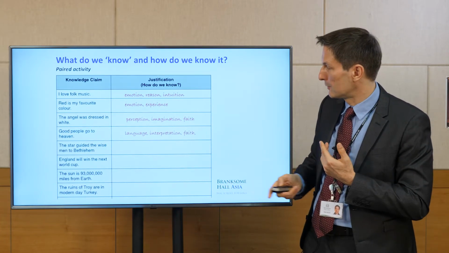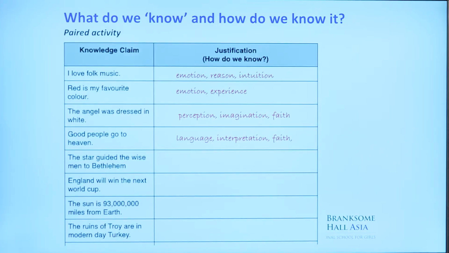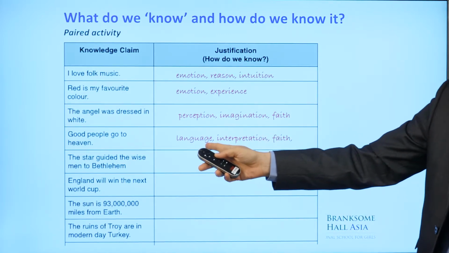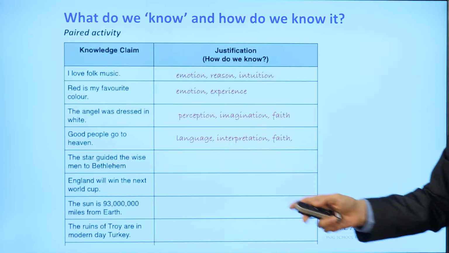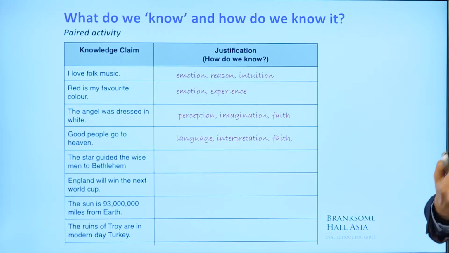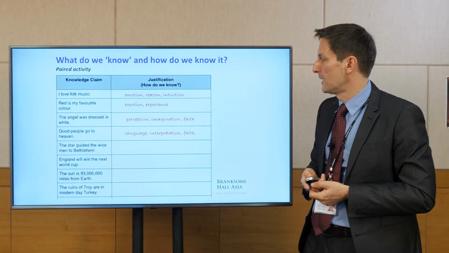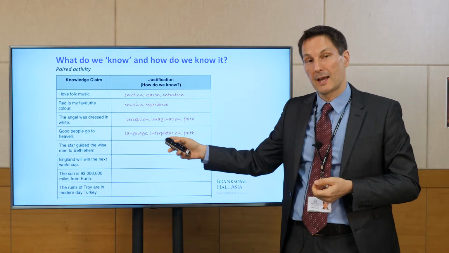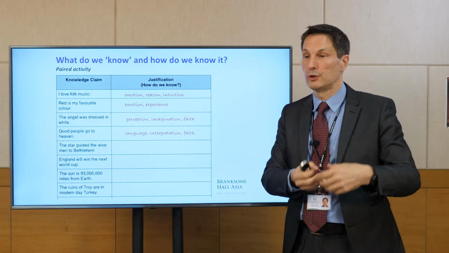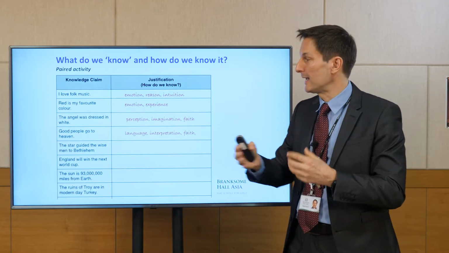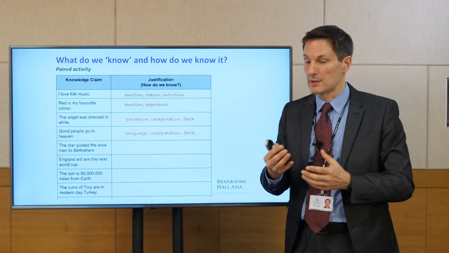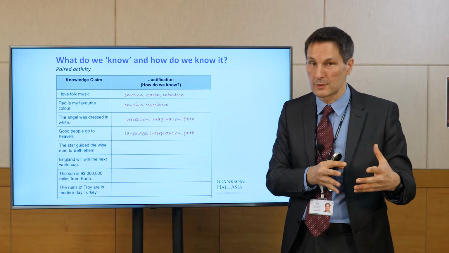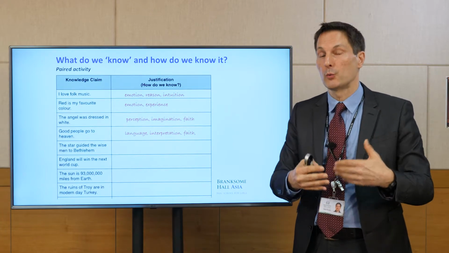And I'll just skip down here a little. Good people go to heaven. Now, I've put language as a way of knowing here because perhaps this is something they read in the Bible or in a religious text. And so the language becomes their justification for knowing something. Interpretation goes hand in hand with language. So if you're looking at the Bible and you're using language to support your claim that good people go to heaven, that also involves an element of interpretation. Some words might have been translated from other languages, and so that all plays into the ways in which we justify these claims.